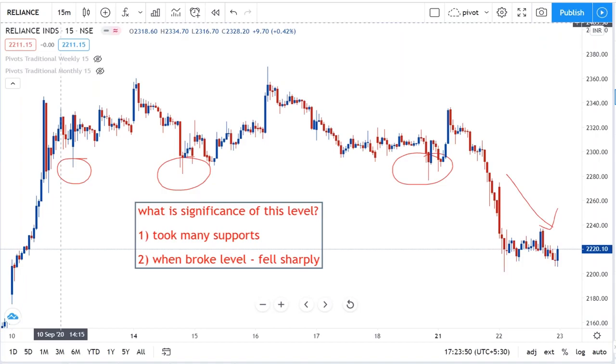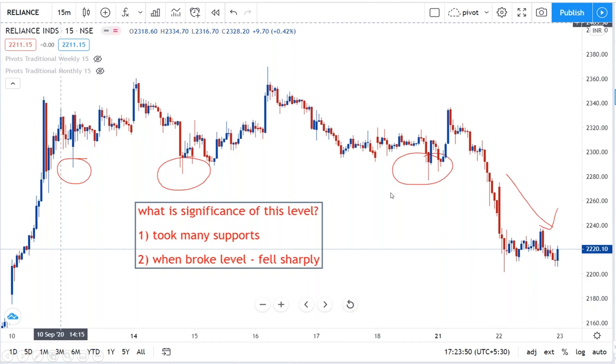Now, this is the Reliance chart. Can you spot these lows here and the bounce from there? If you just see the chart, you can spot a rectangle here, obviously, but no breakout has happened from this, or breakdown happened over here. And after this low is broken, you can see a fall.